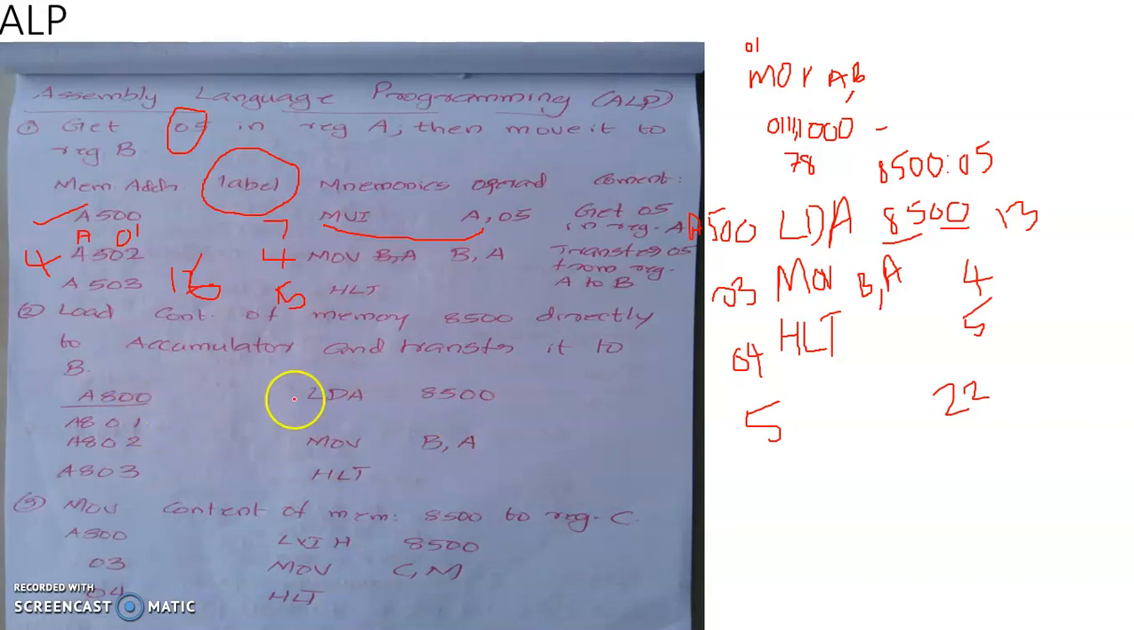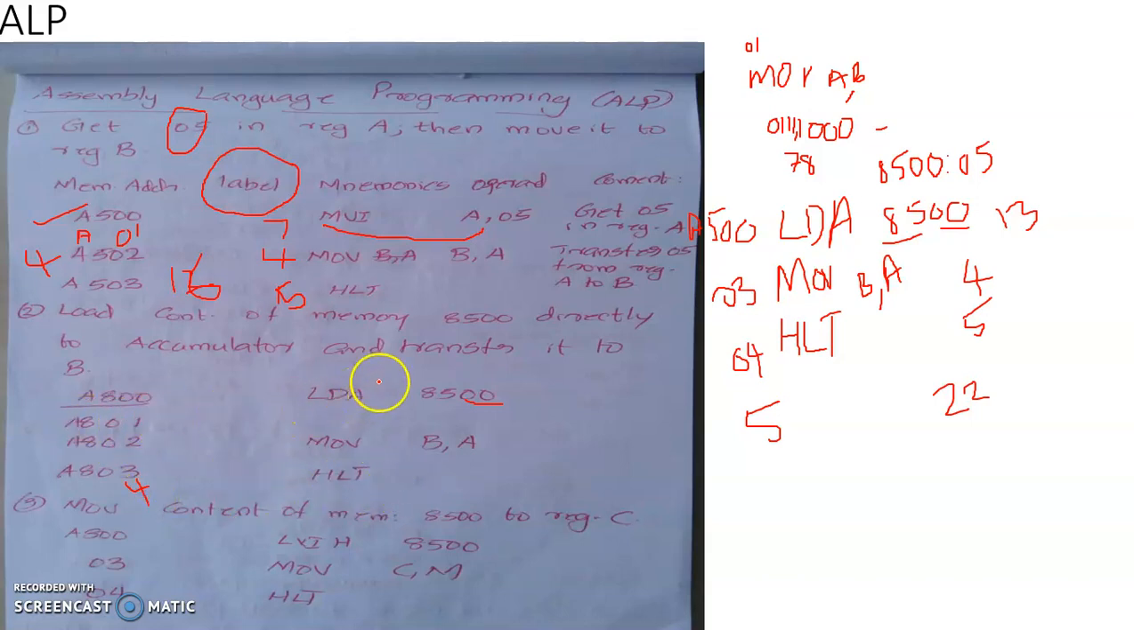In A800 LDA will be written. In A801, 00 will be written. In A802, 85 will be written. In A803 I will have the instruction MOV B, A, and in A804 I will have the instruction HLT.